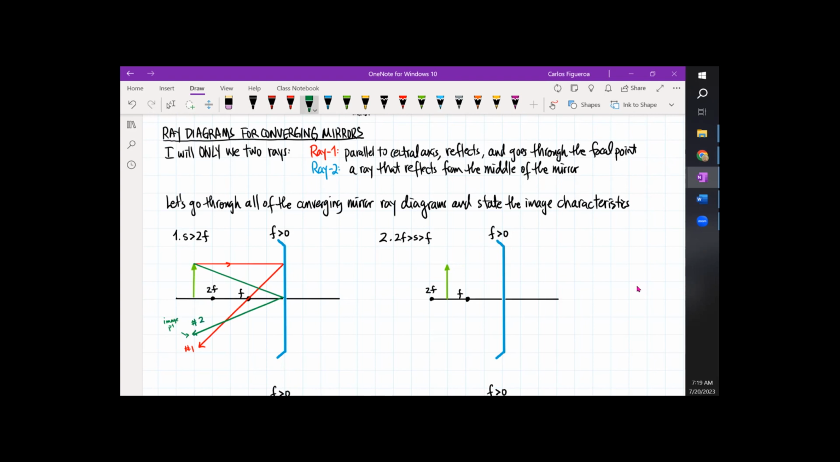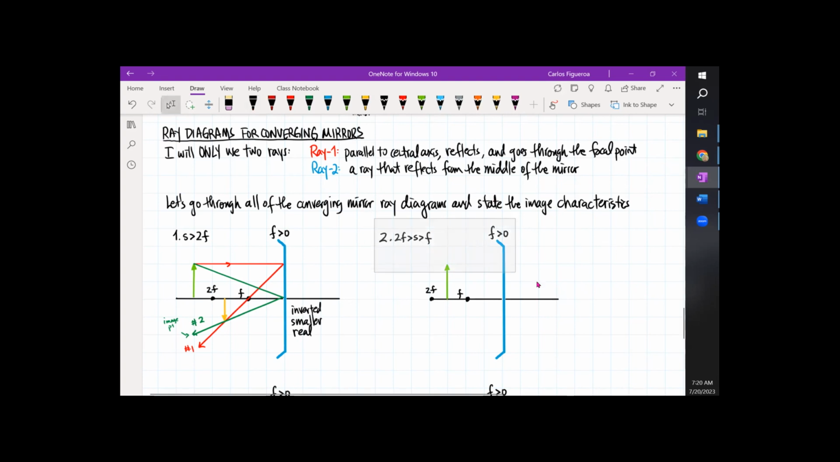And so what you're seeing here is that now I have an image that's formed where these rays cross. If I compare the object to the image, you can see right away that this is going to be inverted. This is going to be smaller. And because it's on the same side as the object, where the light is, it's going to be a real image.